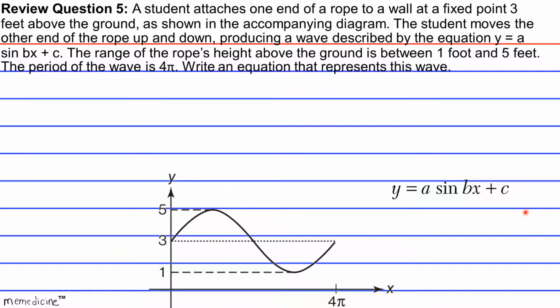And you need to note that once the student begins to move the end of the rope up and down, it will no longer look like the original picture in the previous diagram, okay? And a word of caution to you, because c is a constant added to this function, it represents the value of a vertical shift, okay? That's a shift in the y-axis, not a phase shift, which is a shift in the x-axis, all right?